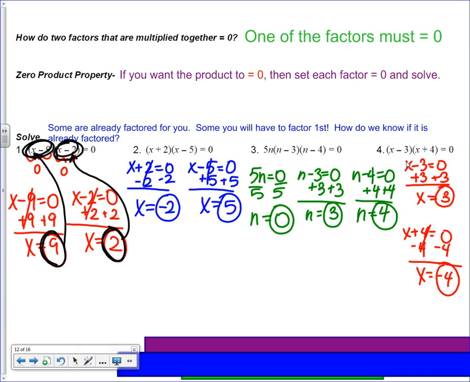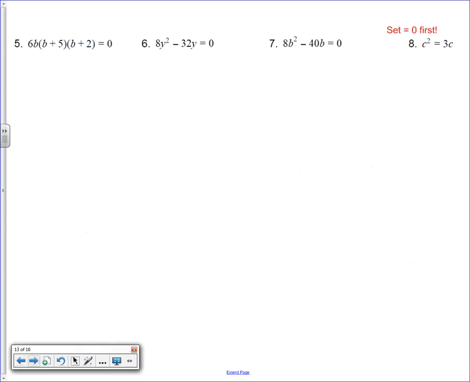Did you get 3 and negative 4 for the first one? Yeah? Over here, you should have gotten 0, negative 5, and negative 2. How'd you do there? Does anybody want to talk about those at all? No. Okay, so take a look at 6 and 7, please.